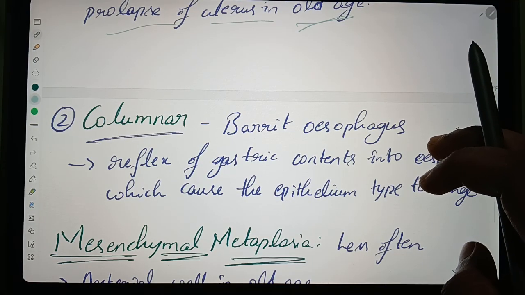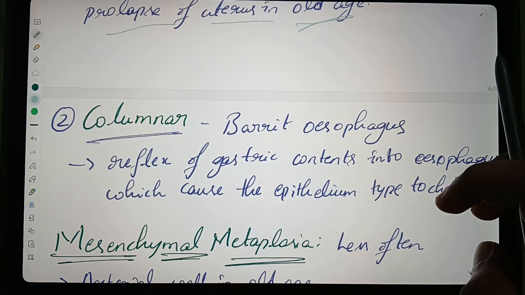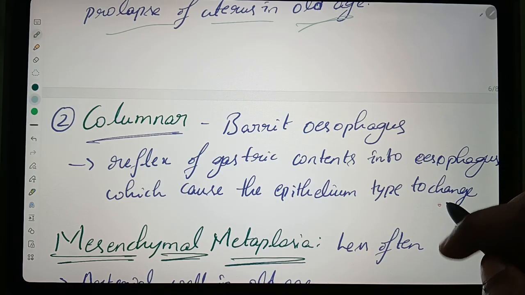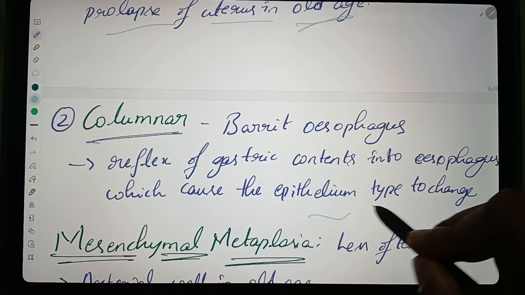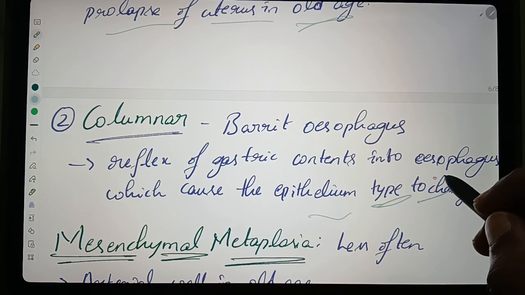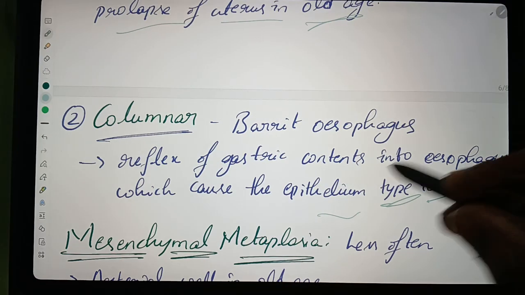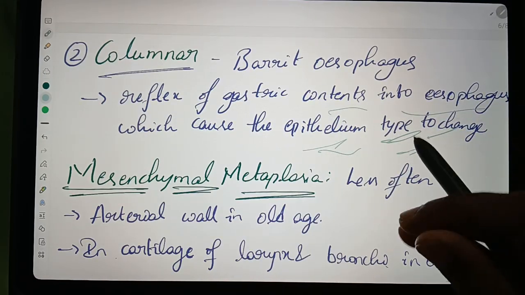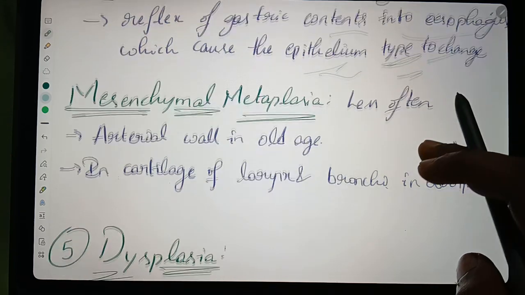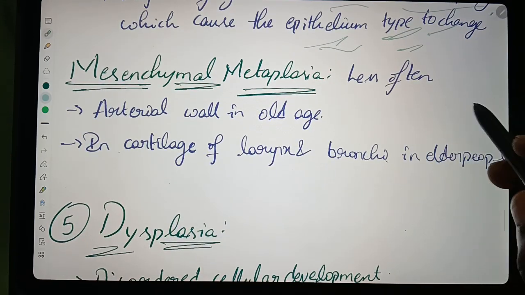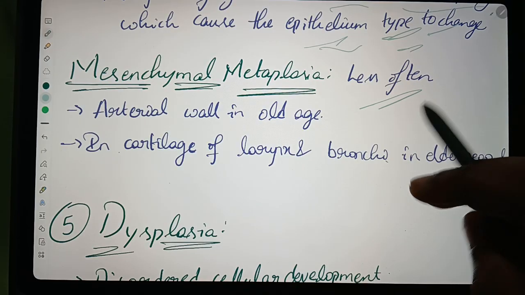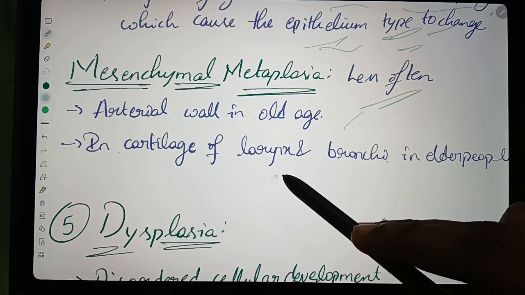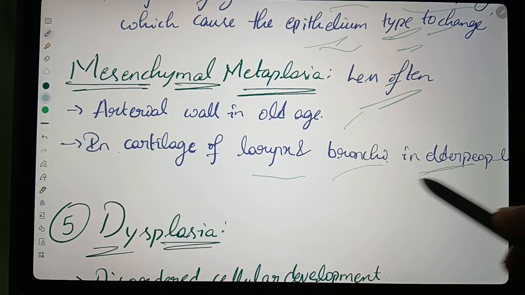Coming to columnar metaplasia, there is Barrett esophagus. There is reflux of gastric contents into the esophagus, which causes the epithelium type to change. Mesenchymal metaplasia occurs less often and is mostly seen in the arterial wall of old age people, and in the cartilage of the larynx and bronchi in elderly people.